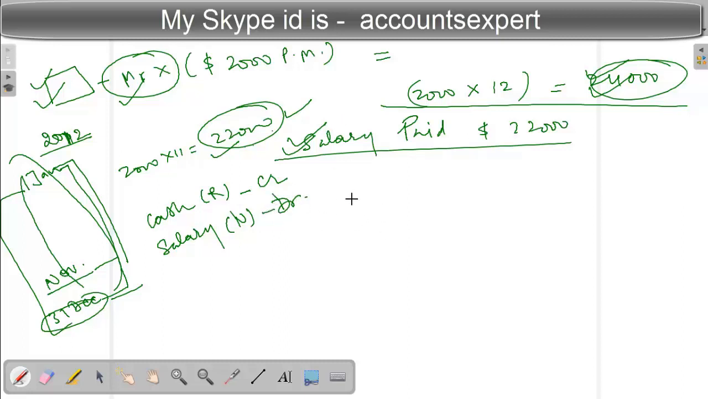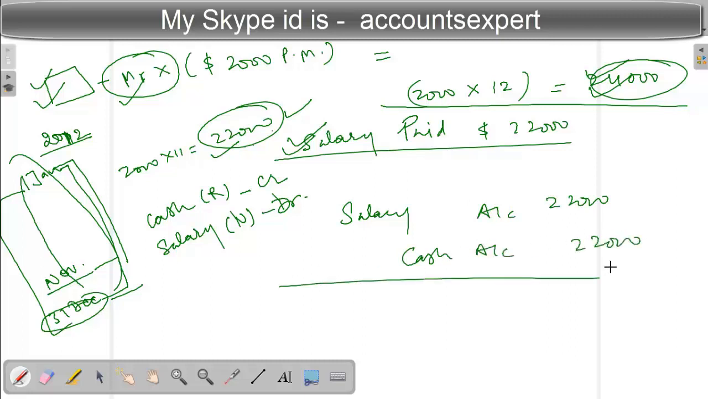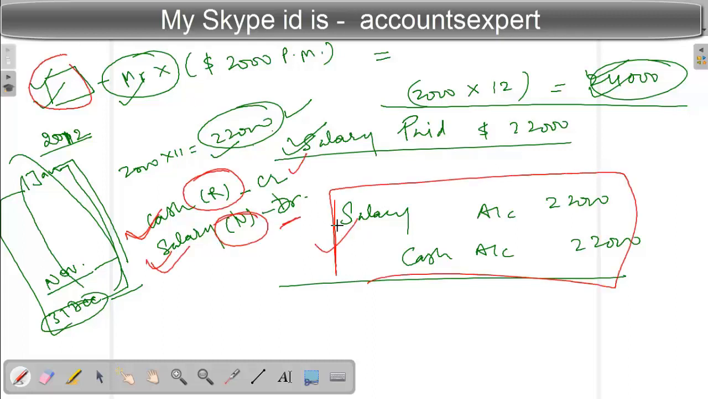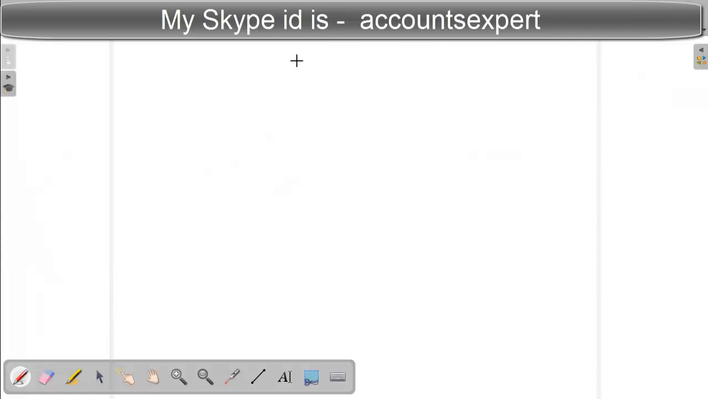I will pass this entry in the journal: salary account will be debited with 22,000 and cash account will be credited. Got it or not? This is the entry I passed in the journal, and after the journal I will now prepare the ledger.